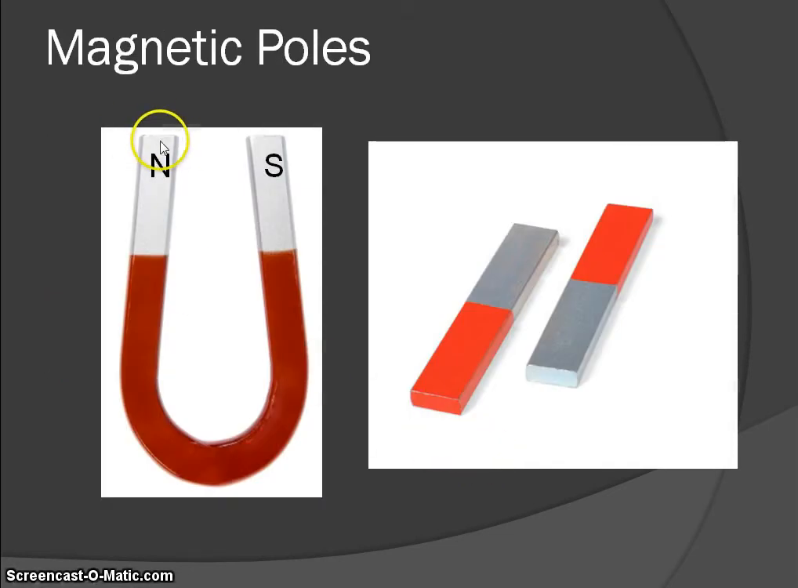Look at these magnets here. This is a horseshoe magnet. We have a north and a south. And on these bar magnets, we also have a north and a south. All magnets have both a north and a south pole, and it doesn't matter if we chop them in half or not, there's still a north and a south pole.